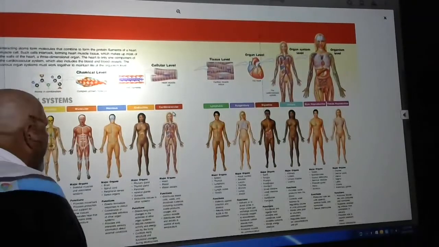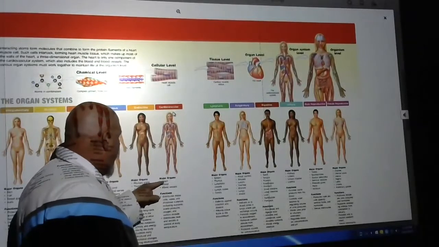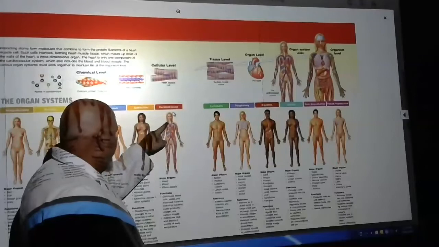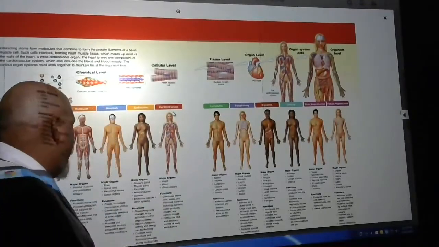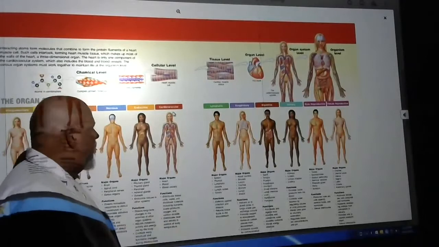Okay. All right. Next is cardiovascular. Organs are heart, blood, and blood vessels. You see it right there. The heart, the blood, and the blood vessels associated with that. Distributes blood, cells, water, and dissolved materials, including nutrients, waste products, oxygen, carbon dioxide. Distributes heat and assists in control of body temperature.